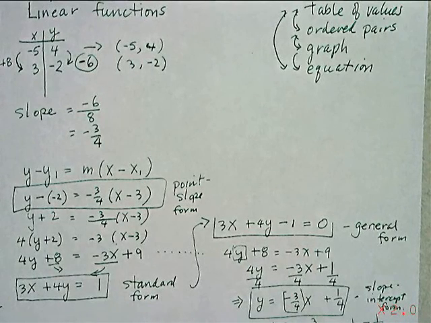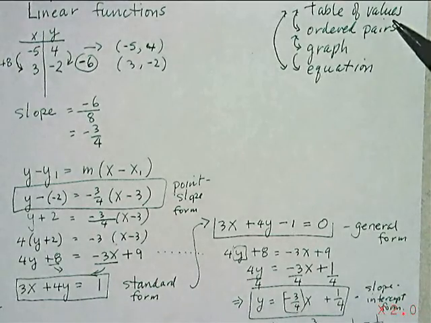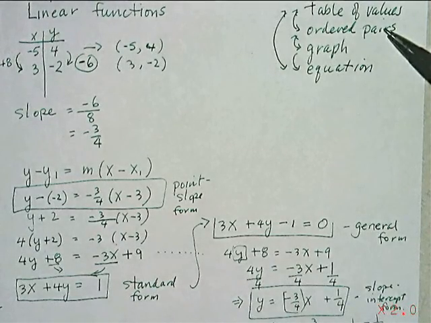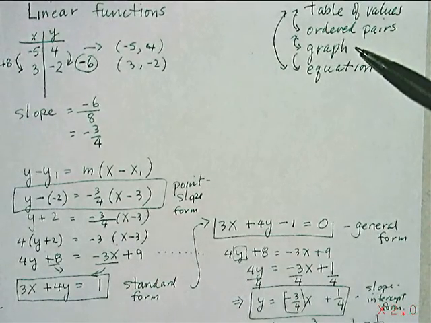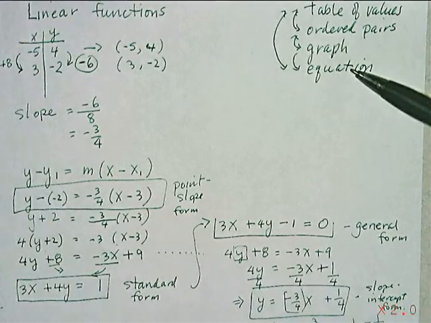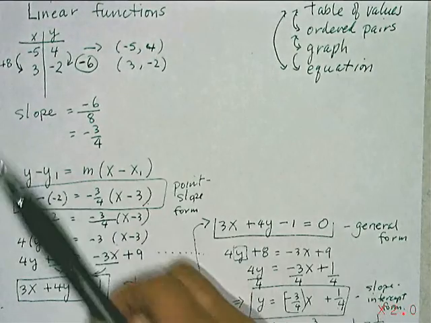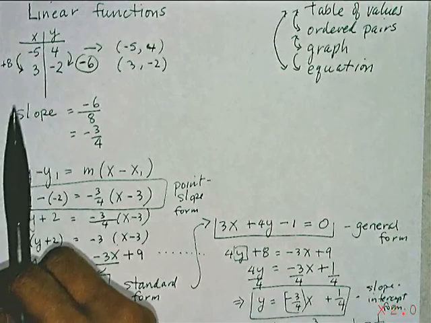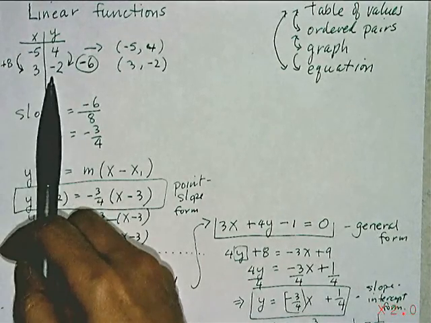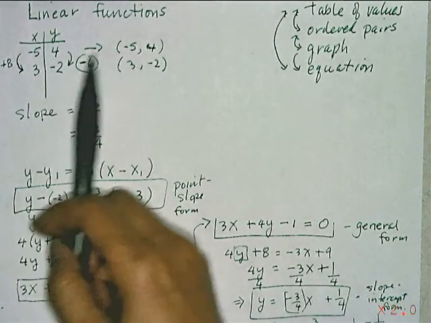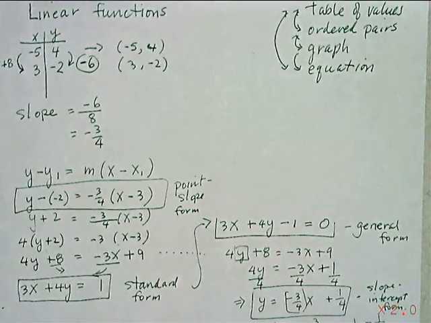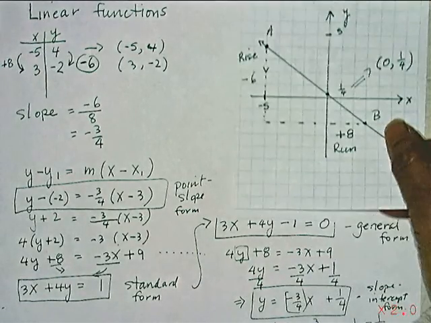So in this video, I'm going to give you some examples of how to use the strategies of going back and forth between tables of values, ordered pairs, graphs, and equations. Okay, this was the example that I gave you in a previous video. I've given you a table of values. We extracted the ordered pairs, then we graphed it.